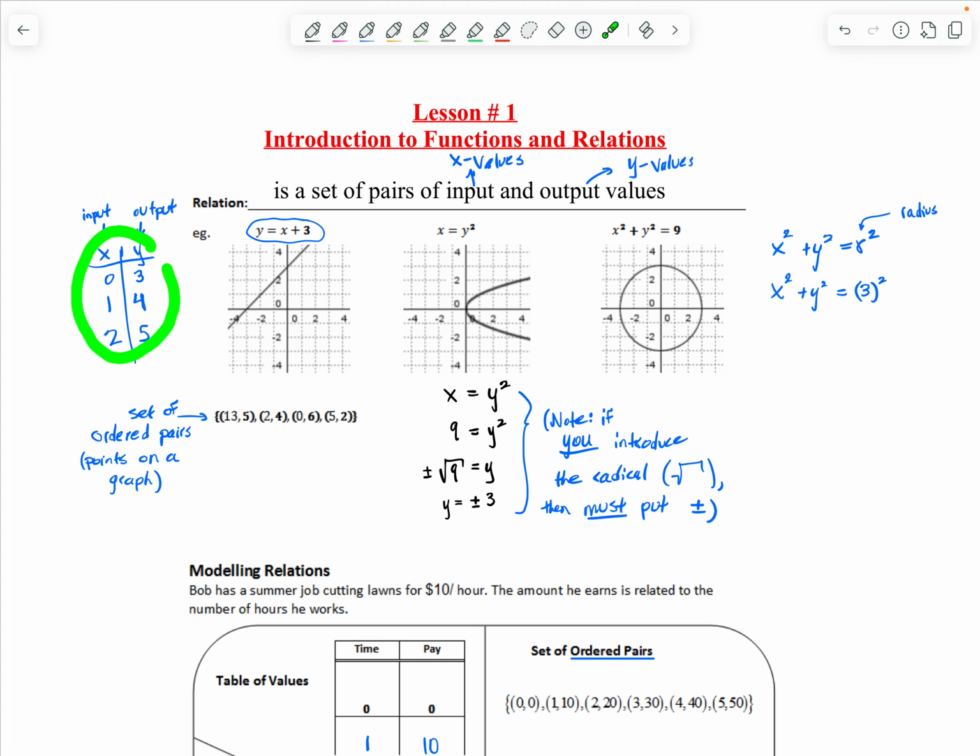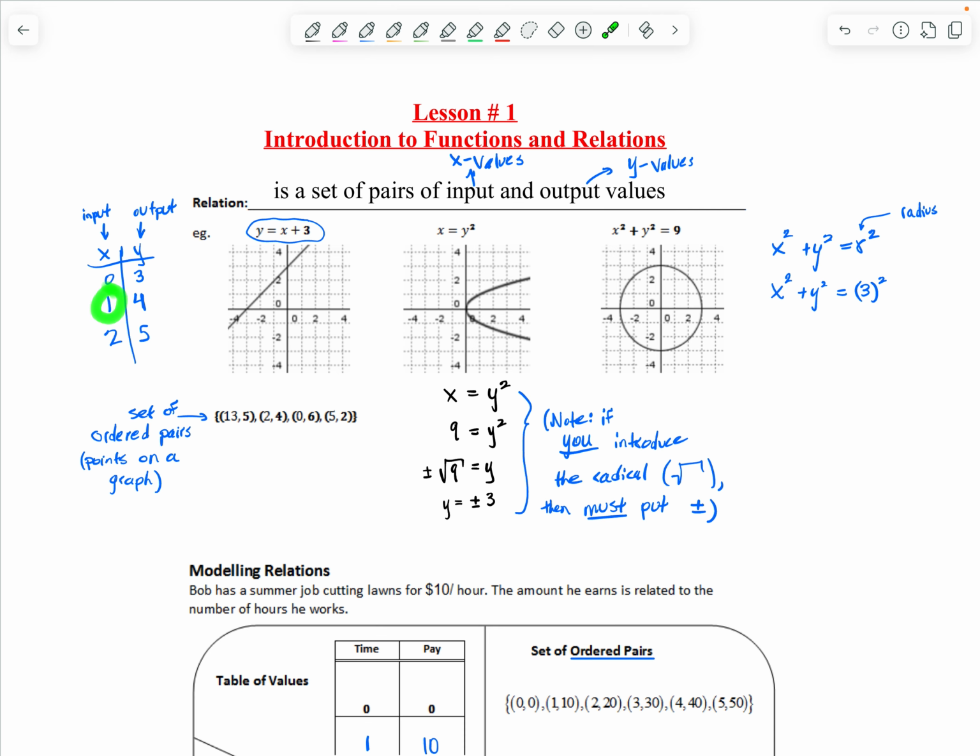So if you think of a table of values, let's say this is the graph of the relation I'm looking at, y equals x plus 3. I want you to think of this x as being an input. So when I give an input value of 0, well, 0 plus 3, the output is going to be y. This input-output thinking is very helpful for dealing with functions and relations, as you'll see.